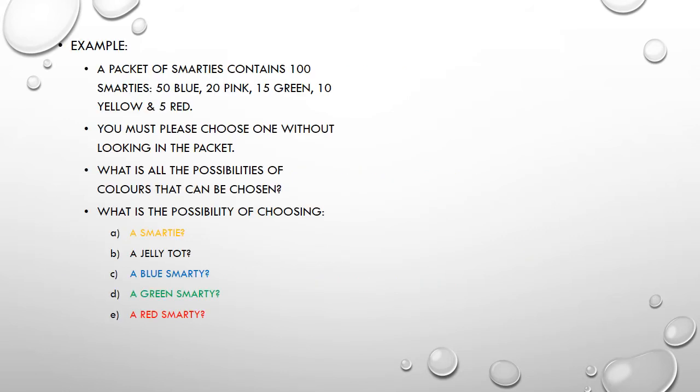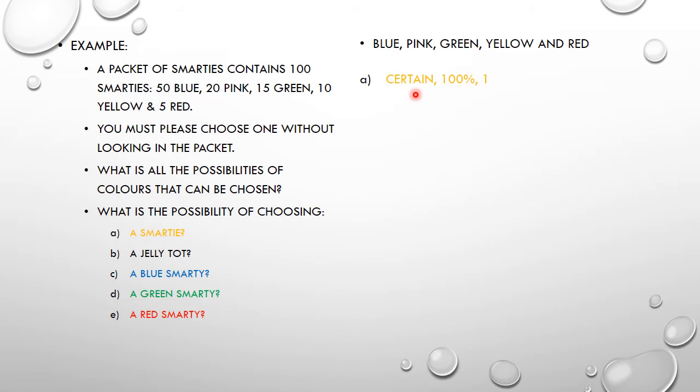Let's look at an example. A packet of Smarties contains 100 Smarties: 50 blue, 20 pink, 15 green, 10 yellow, and 5 red. You must please choose one without looking in the packet. There's our unbiased clause, which means you are not choosing what you want, but taking one at random. So what are the possibilities of the colors that can be chosen? Blue, pink, green, yellow, and red. That's our possibilities.